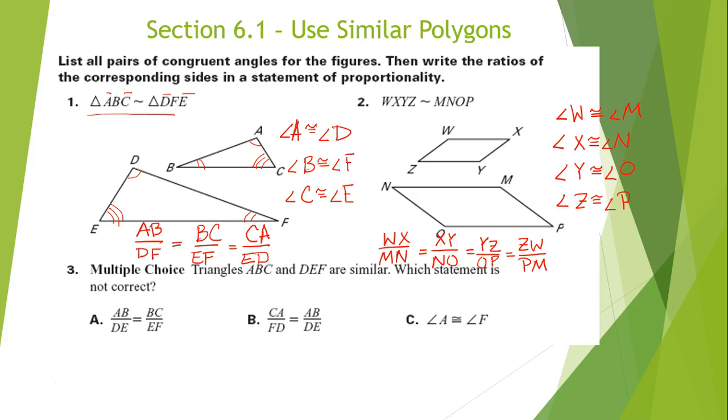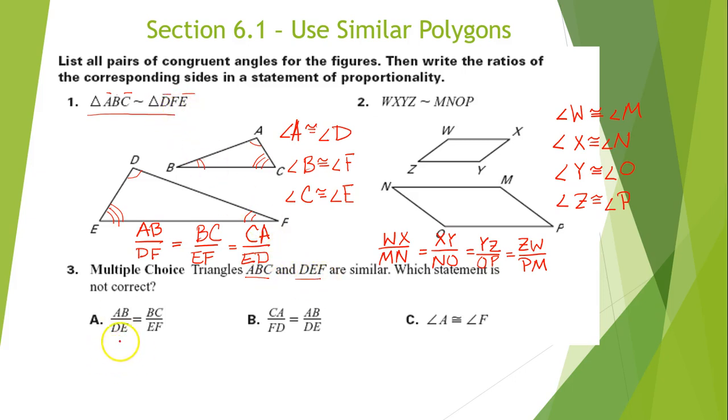Now we're going to look at this multiple choice problem. It is telling us that triangles ABC and DEF are similar, and asks which statement down here is not correct. So let's look at this. ABC and DEF, that's not the same thing as what we had up here. It says ABC and DFE. So we can't use these statements up here for these two triangles because these letters are in a different order than these right here.